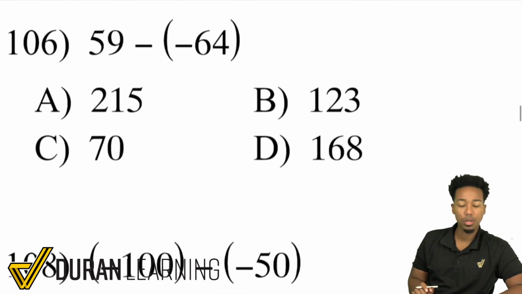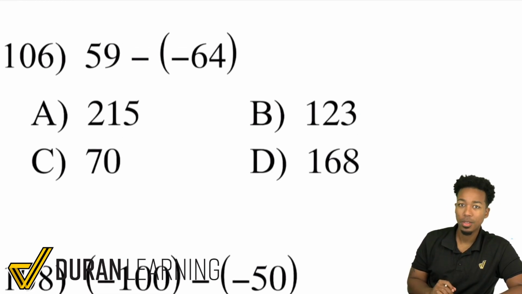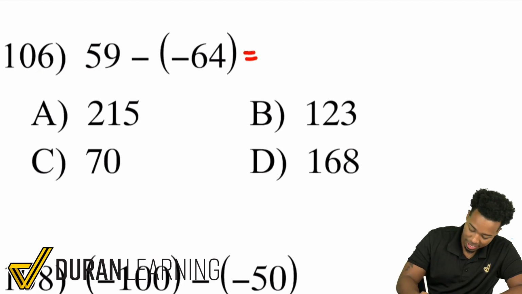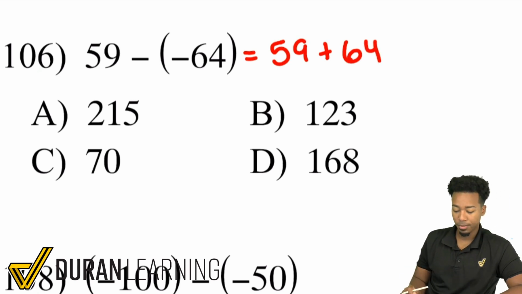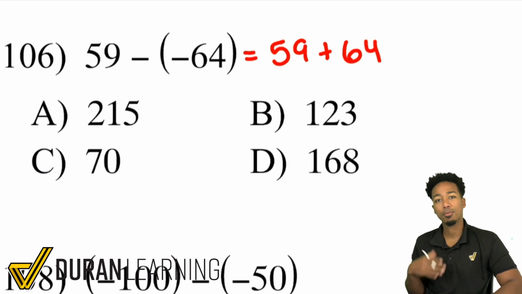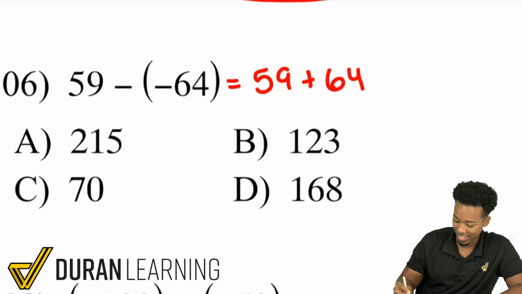So let's take a look at 106. 59 minus negative 64. What did I say? When you're subtracting a negative, that's the same thing as adding. So this is the same thing as saying 59 plus 64. So now really all you have to do is just add these together and you're good. Now remember, with mental math, there's a lot of different ways you can think about it. And in my head, I can actually think of it like this.